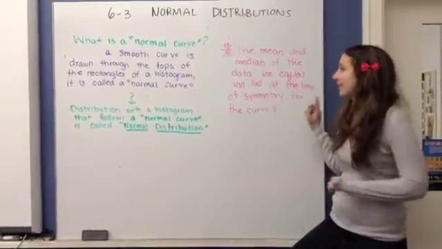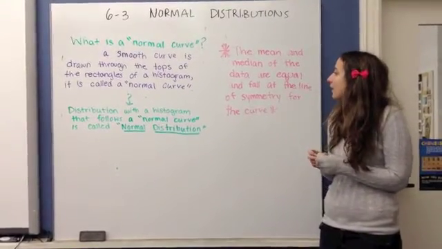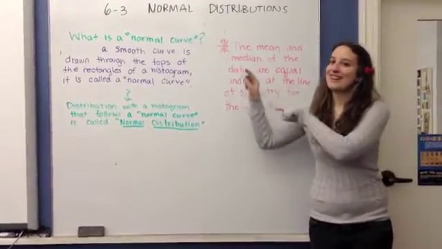And then an important thing to remember is that the mean and median of the data are equal and follow the line of symmetry for the curve, which you'll see over there.